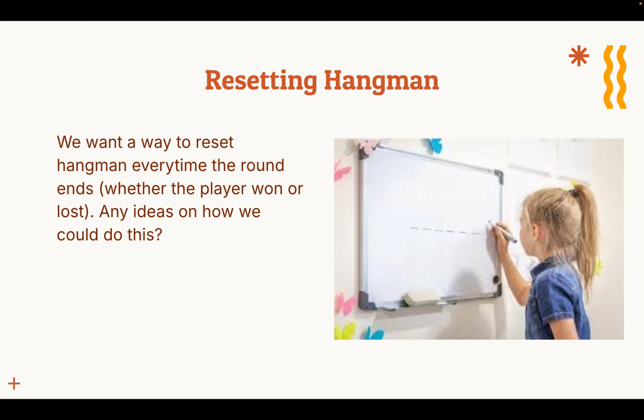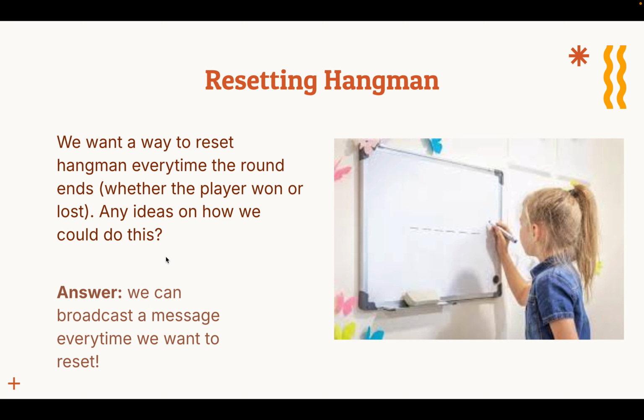Okay, I'm sure you guys had some good ideas. Let's look at a potential answer and the answer that we're going to be using for the rest of this lesson. The answer is you can broadcast a message every time we want to reset the game. Remember, broadcasting triggers an event in a program. It's basically the program saying, after I do this, I'm going to broadcast this message, and then other parts of the program can receive that message.